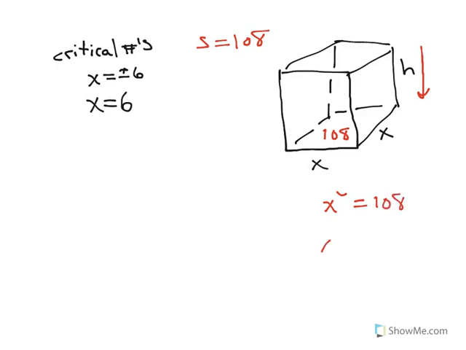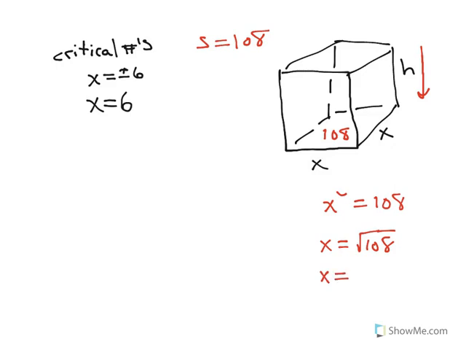So x itself would have to be the square root of 108. So if you had no height on this box, then x could not be any larger than the square root of 108. And then thinking of it the other way, what if it was a tall, skinny box? So what if x was going to 0? If x was going to 0, then you wouldn't have a three-dimensional object either. So the smallest that x could be is 0.